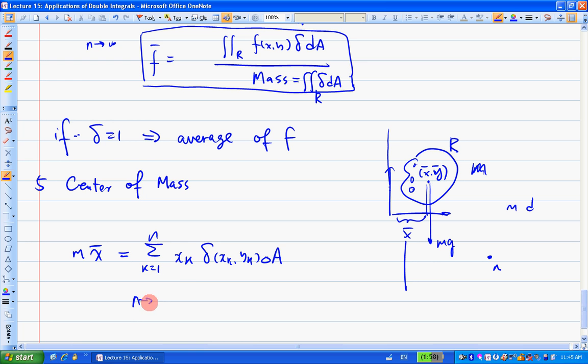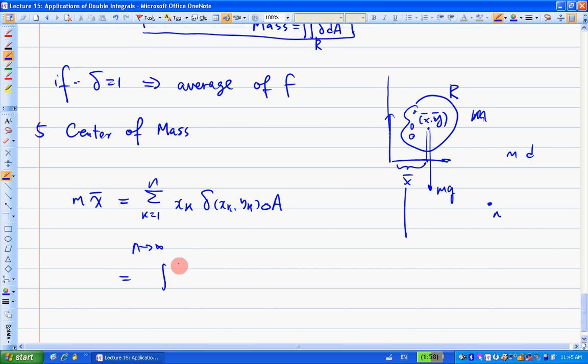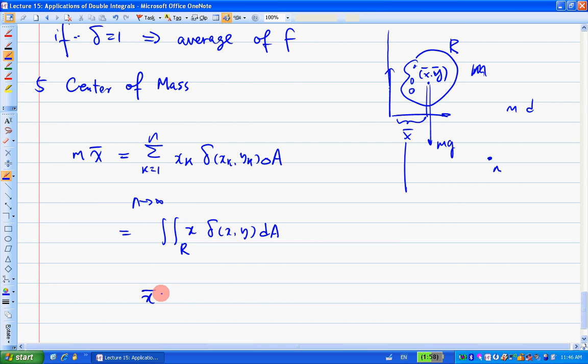And I'm going to let n go to infinity. Then this whole chunk over here becomes a double integral, right? So x is just x. What we're looking for is x bar. That means my x bar simply equals 1 over the mass, then the double integral of x dA.